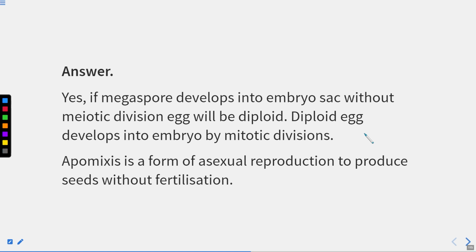Now, if we talk about apomixis, it is the formation of seed without the fertilization. So it is different from the parthenocarpy. If you define apomixis, it is the formation of seeds without fertilization. There is no fertilization here. That's why it is a form of asexual reproduction in which seeds are produced without the fertilization.